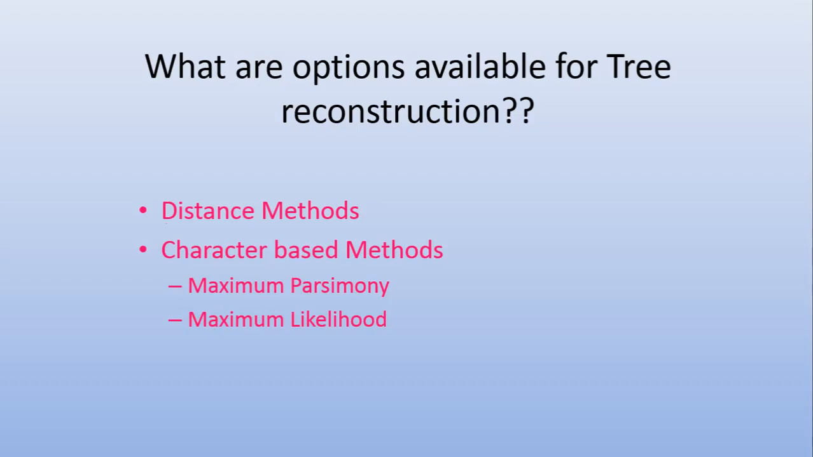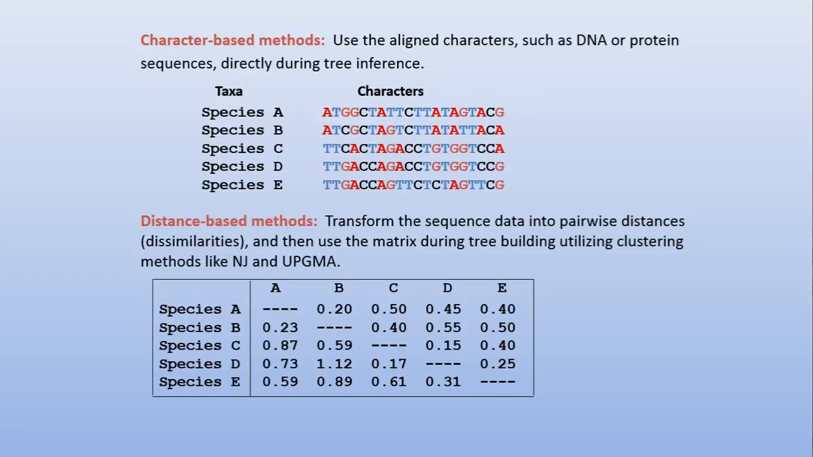First, let us try to differentiate between these methods, and what are the features of these methods, and then we would see when and how to use them. So, let us first try to distinguish between character-based methods and how they differ from distance-based methods. In character-based methods, we use the aligned characters, such as your DNA or protein sequences, directly during the tree inference or tree reconstruction.